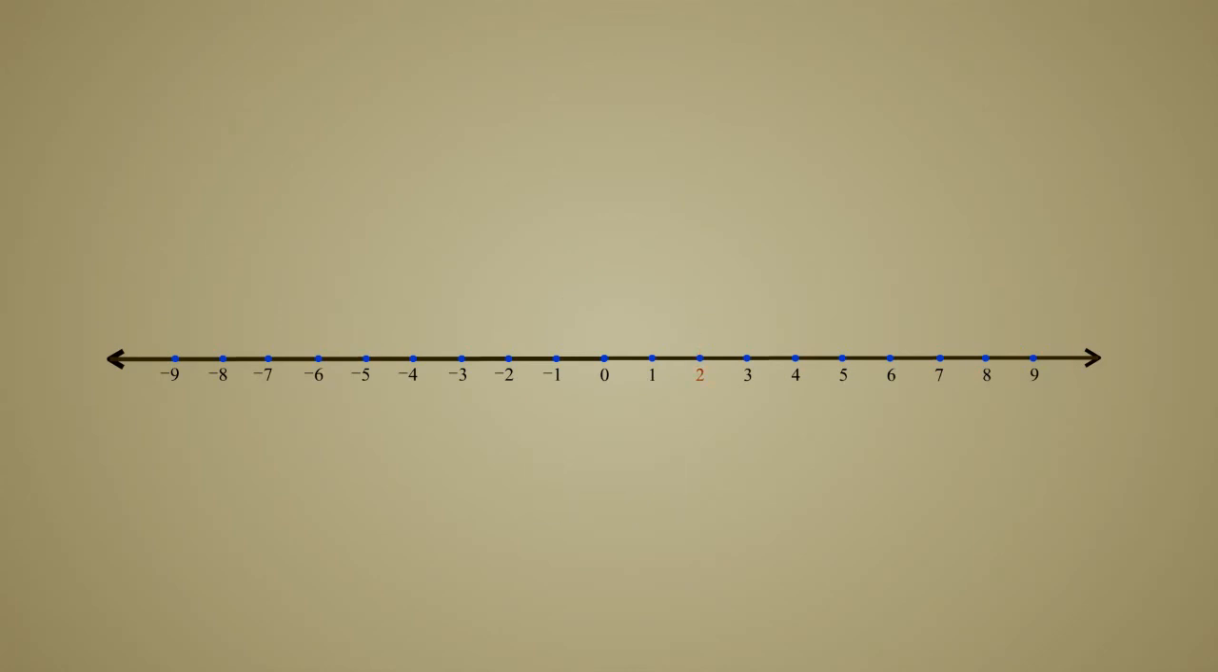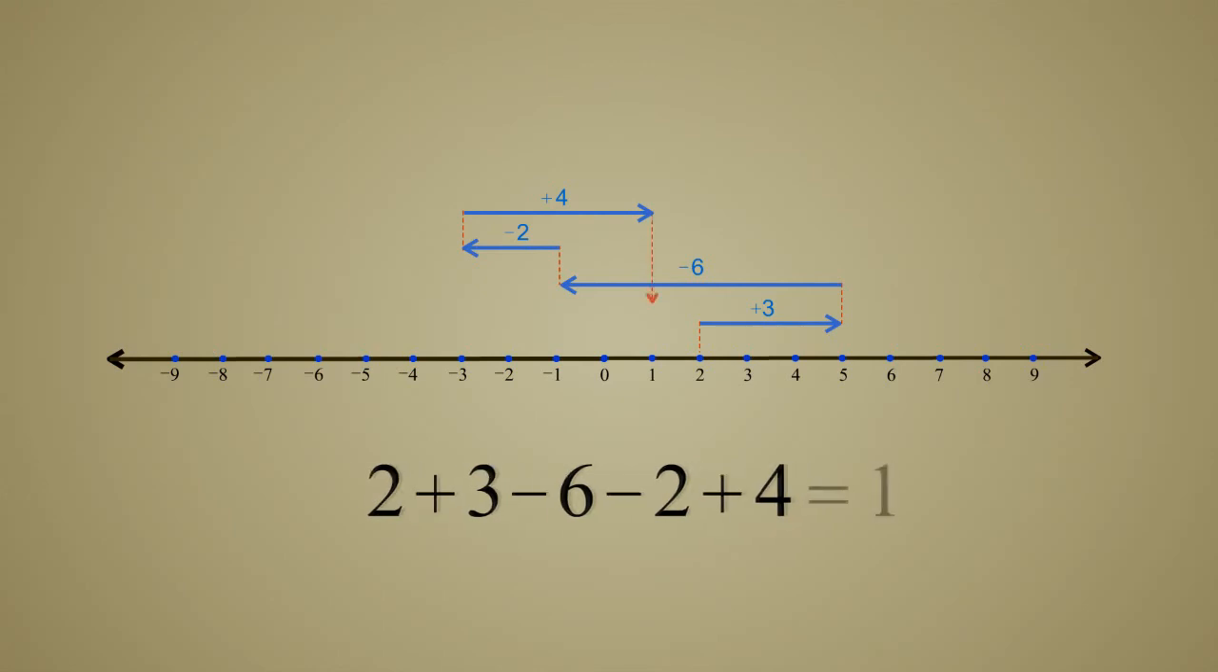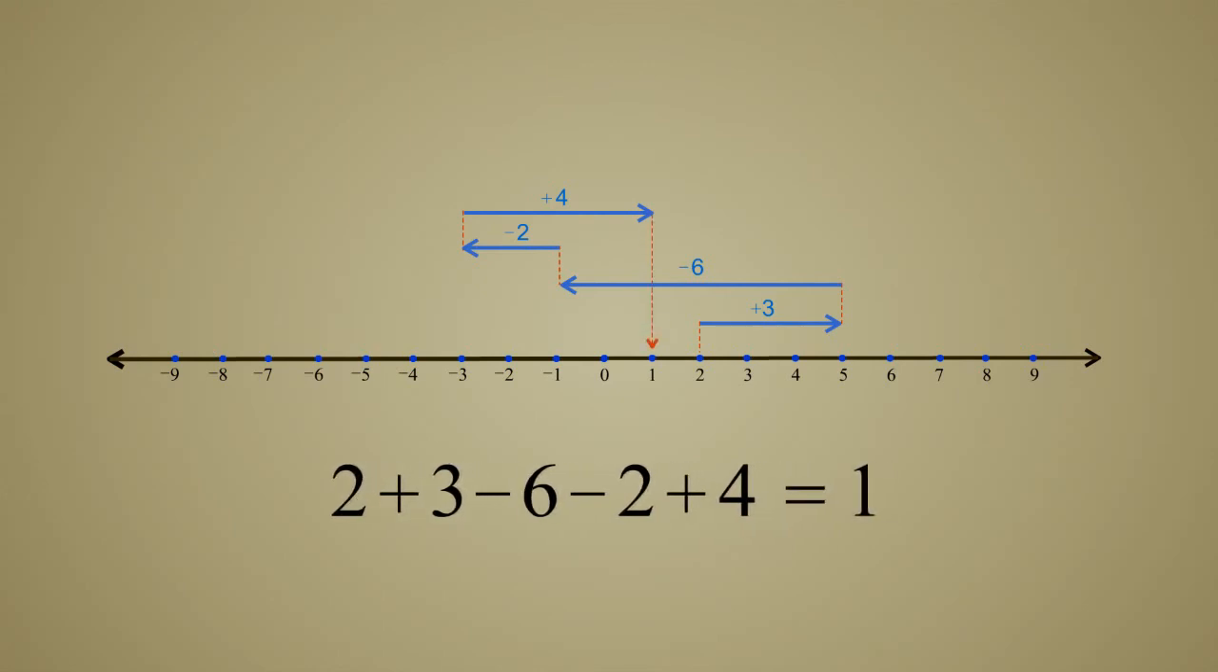For example, the problem 2 + 3 - 6 - 2 + 4 gives instructions to start at 2 on the number line, then move to the right 3 units, then move to the left 6 units, then left another 2 units, and finally to the right 4 units. At the end of the journey, you will be at the 1 position.